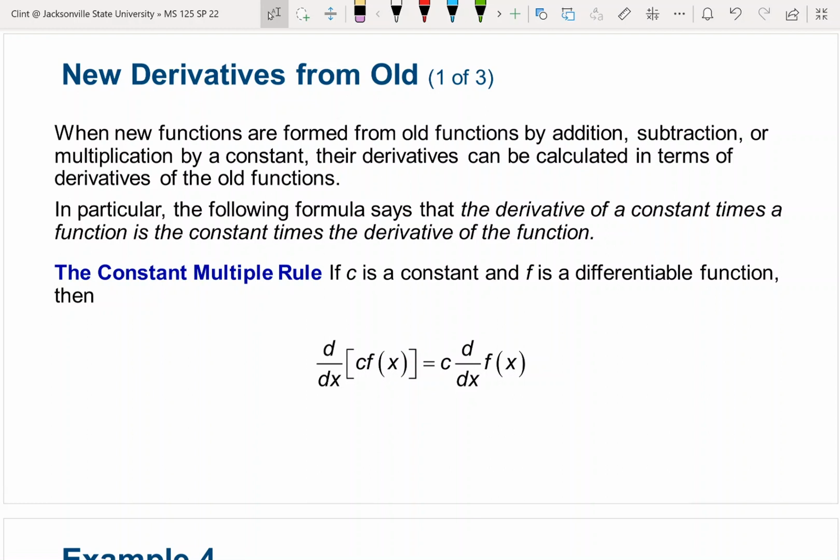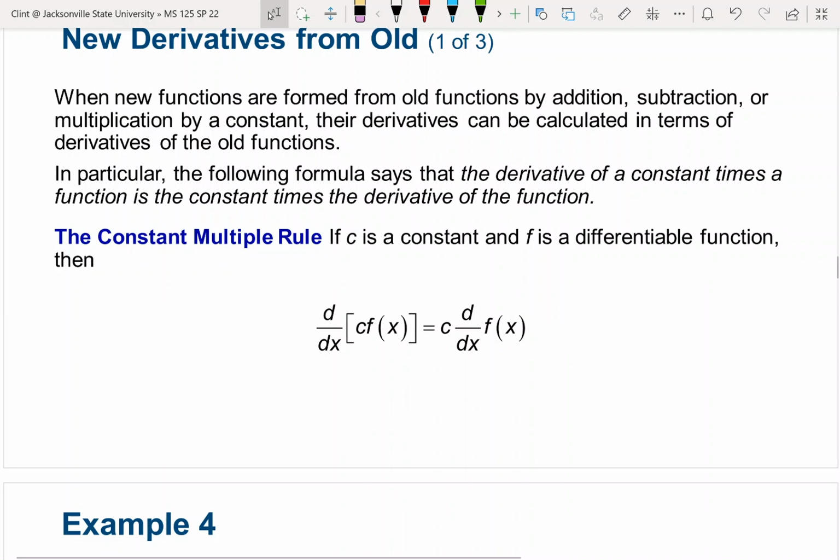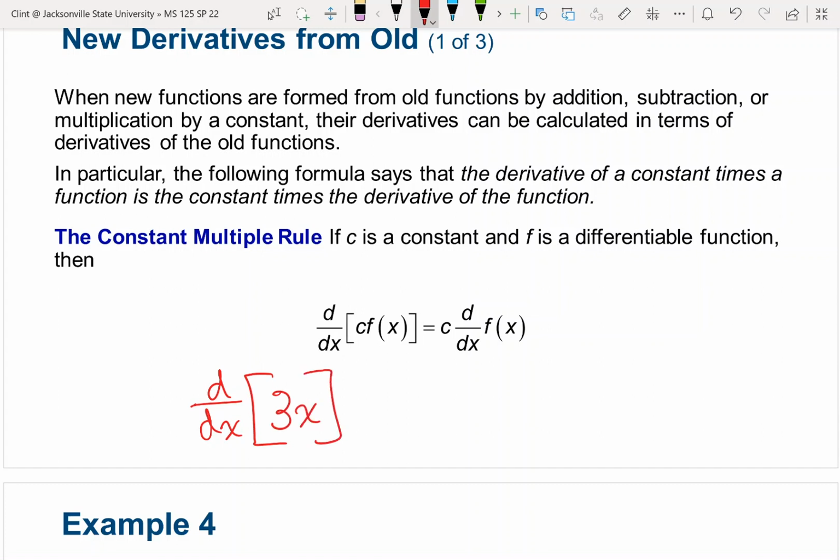So think about this. We can find derivatives of powers of x, but what if we want the derivative of 3x? So we can handle the x part. That's what we talked about, the power rule.